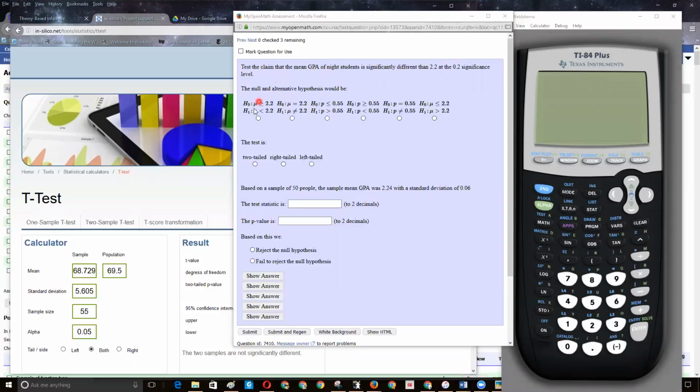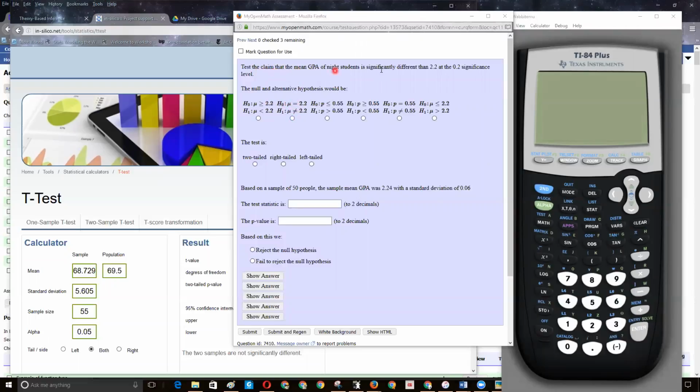So because I'm dealing with sample means, I'm going to throw out anything that's got a P in any H0, any null hypothesis that's got a P in it. Okay, so that means I'm down to this one, or this one. H0 is always a statement of equality, of equals. I don't ever want to put an inequality on it, even though it might imply that it could be greater than or less than. We're going to just write the equal to.